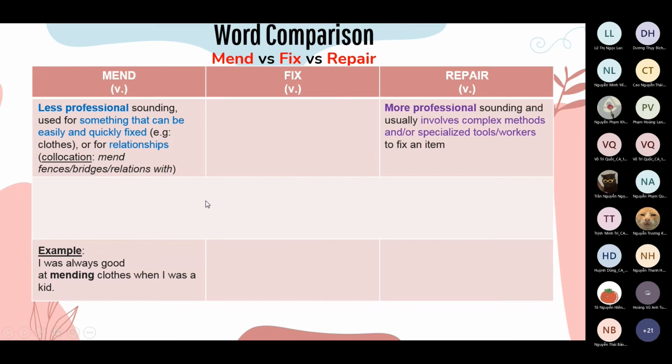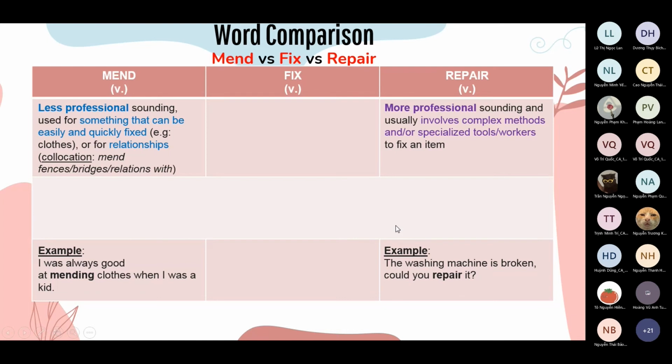On the other end of the spectrum, we have repair. Repair is usually used for anything that sounds very complicated and requires a very specialized skill set or a specialized tool to fix. It is much more professional sounding than mend, and it's usually used for complex machinery and mechanical parts. For example, down here, the washing machine is broken. Could you repair it? The repair here is used with the washing machine.